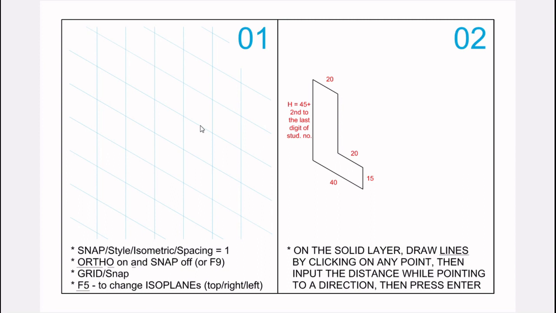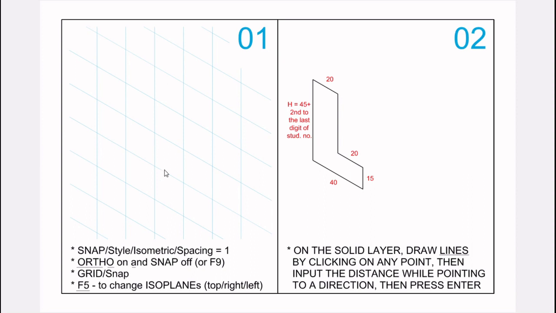So going to isometric mode is this. We type in snap, we select the style option, S, we select the isometric option, then we will be prompted to give the spacing. Any number will do. So in my case I will just put a number 1. Then we turn on the ortho and the snap off or F9. So our grid will look like this if we turn on the grid. So type grid, then as per a distance, we type in the snap option. Then F5 to change isoplanes until it would look like this. So it will toggle from top, right, left, top, right, left until we see this.